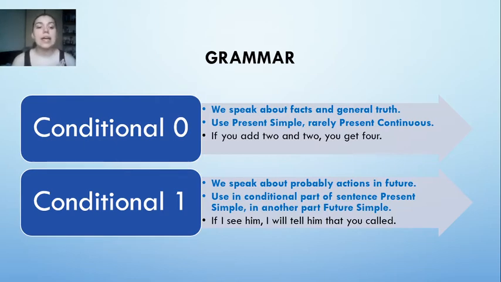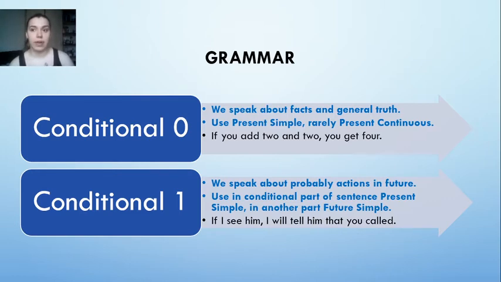The next one is the first conditional. We use it to speak about very probable and very possible actions and situations in the future or even in the present. For example, if I see him, I will tell him that he could. So as you can see, in the condition part, after the conditional verb, we use present simple. And in the other part, that tells us about possible or probable consequences if that condition is met, we use future simple.